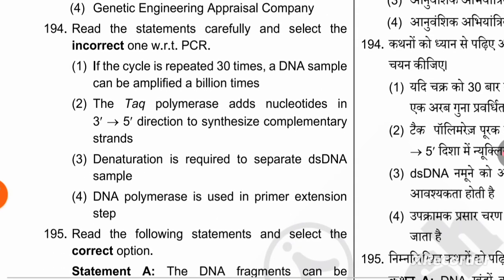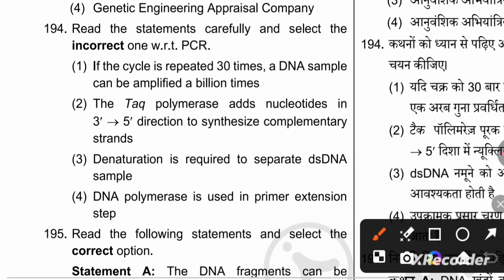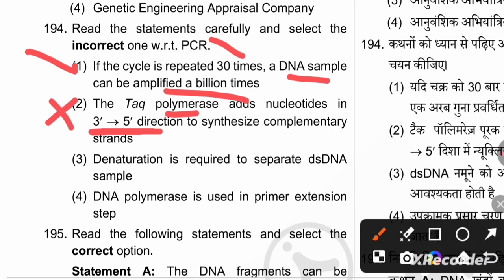194th question. Read the statements carefully and select the incorrect one with respect to PCR. If a cycle is repeated 30 times, the DNA sample can be amplified million times. This was a correct statement. Then Taq polymerase adds nucleotides in 3' to 5' direction. No, it is in 5' to 3' direction. Denaturation requires separating double-stranded DNA. DNA polymerase is used in the primer extension step. So statement 2 is wrong. Remaining 3 are right about polymerase chain reaction.